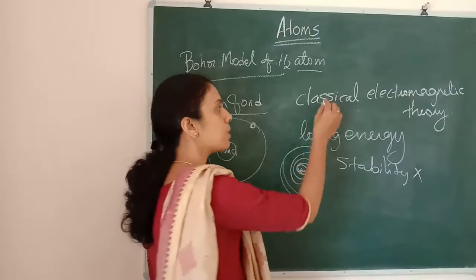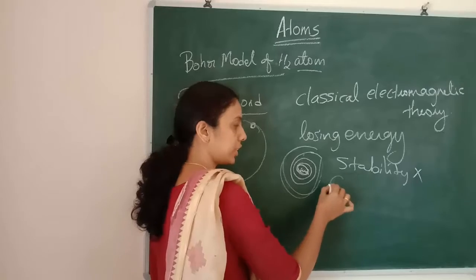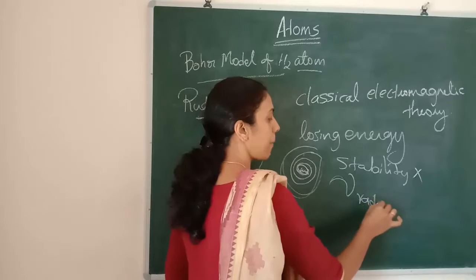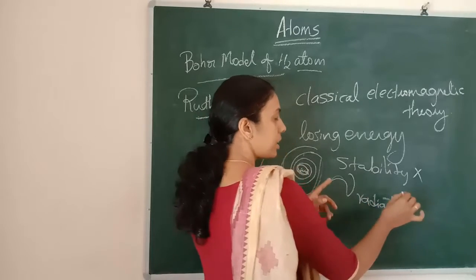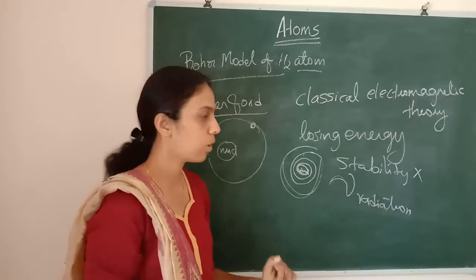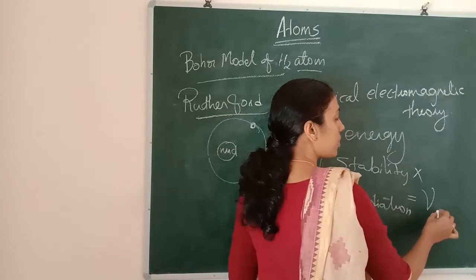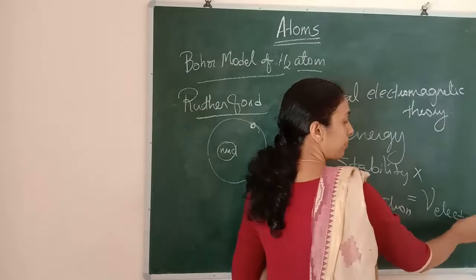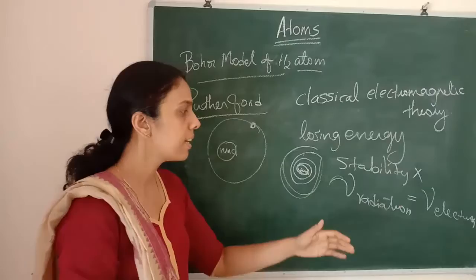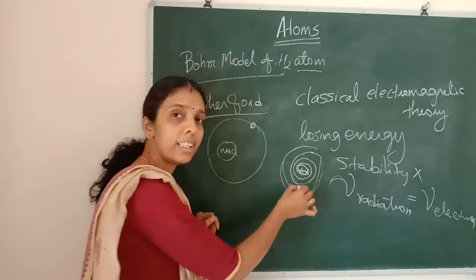And one more thing, as per classical electromagnetic theory, consider the frequency of the radiation emitted. The electrons are losing energy, which means it is emitted as radiation. Electromagnetic radiations will be coming out. The frequency of the radiation will be equal to the frequency of the revolving electron. And the electron is spiraling inside, isn't it?